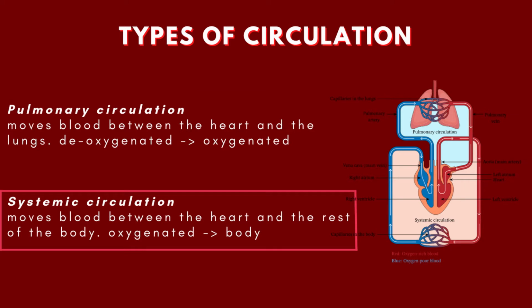Systemic circulation moves blood between the heart and the rest of the body before and after the blood gets oxygenated by the lungs from pulmonary circulation. The right side of the heart pumps the blood through the pulmonary arteries to the lungs, and then after it goes through pulmonary circulation, it gets pumped out by the aorta and systemically circulates to the rest of the body.